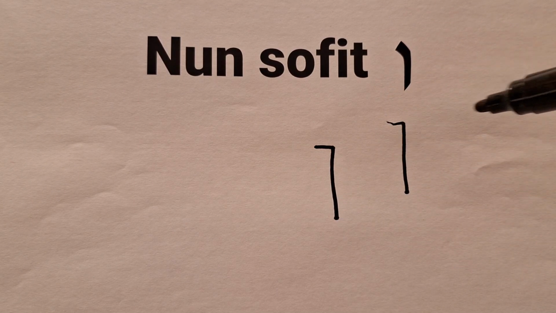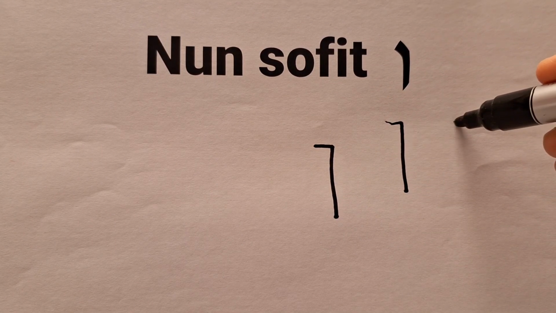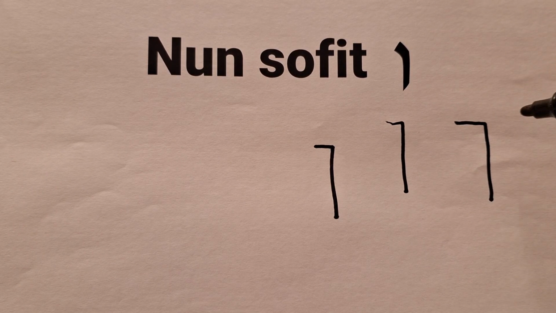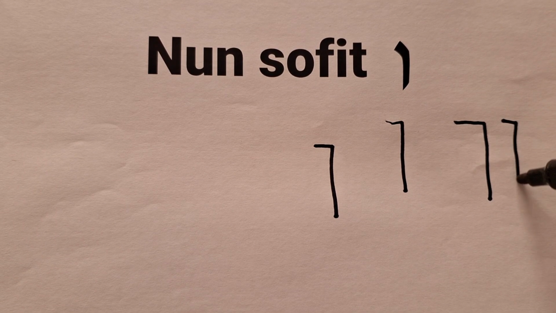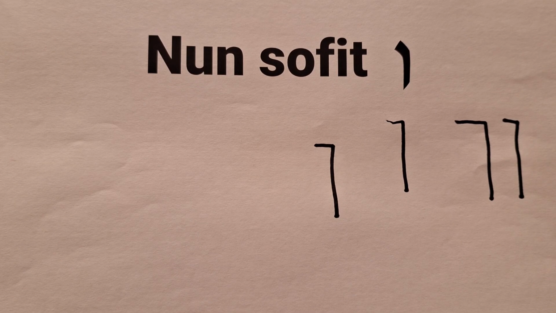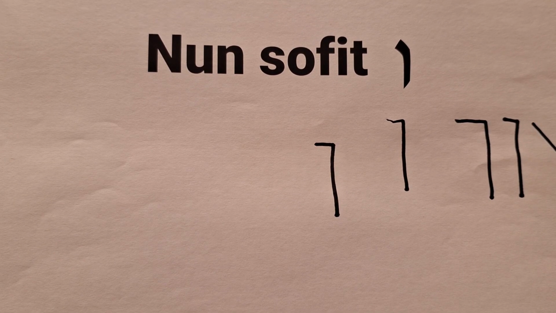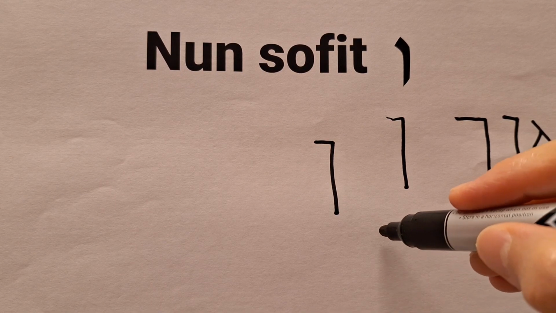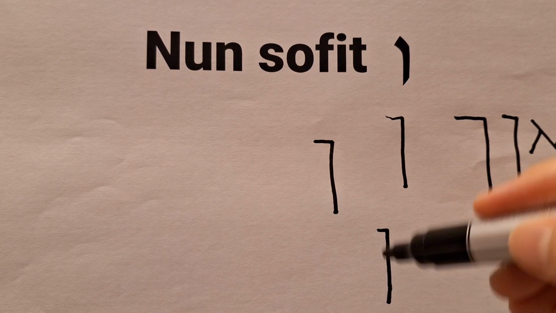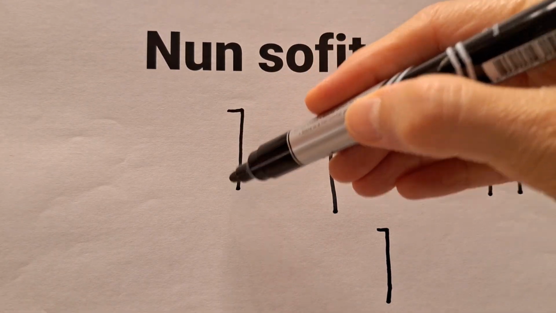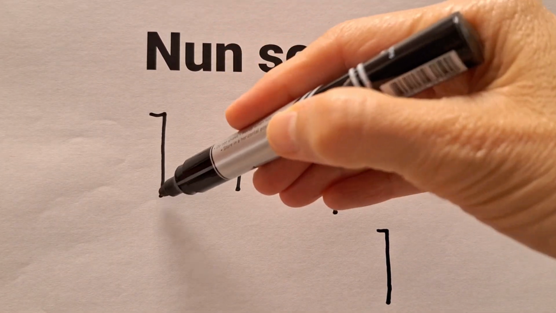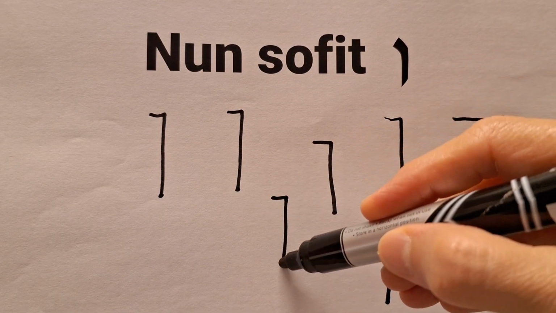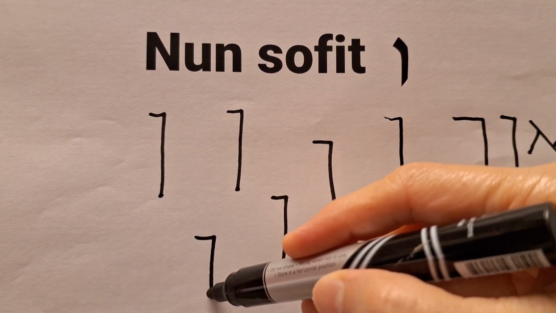So if this was like half, this would be nun. And if this was aleph, you see that it's longer than the regular, so nun. 1, 2.